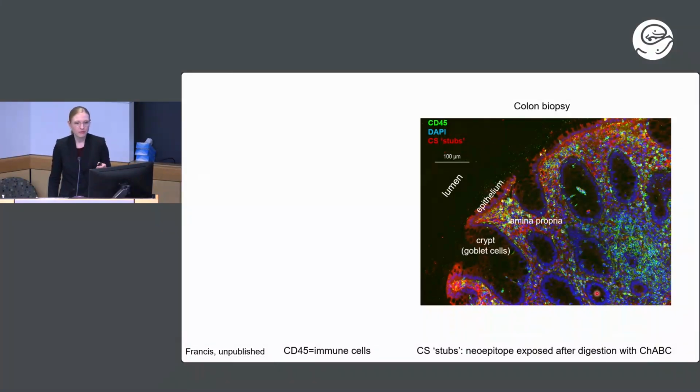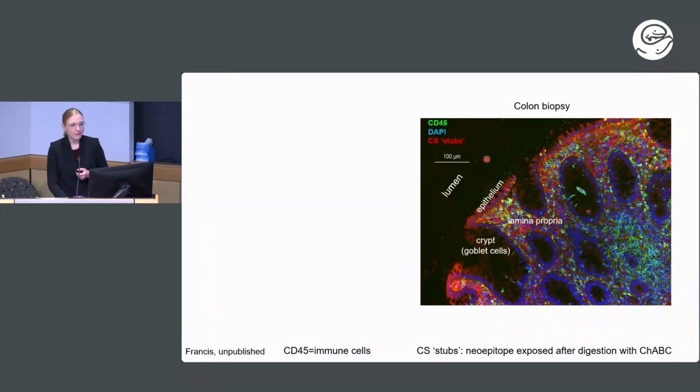Here's another visual representation of what we're looking at. So here's a colon biopsy slide. This is showing the general architecture of the colon, luminal side here, epithelial layer here. Colonic crypts are diving down. Remember, in the small intestine, we get villi and crypts. In the colon, we just have crypts, no villi. And the crypts are lined by goblet cells, which are full of mucus and don't stain well. So those are kind of the more black areas in this biopsy slide.